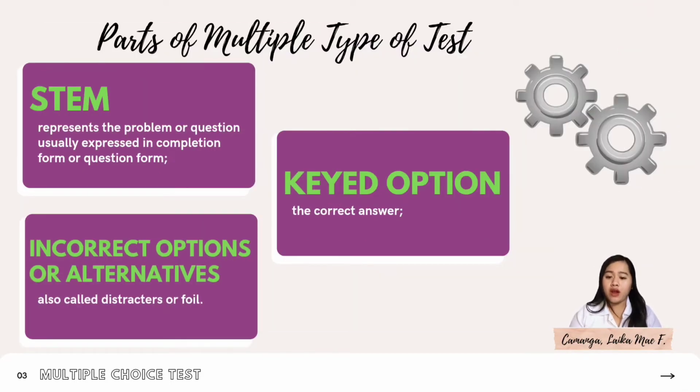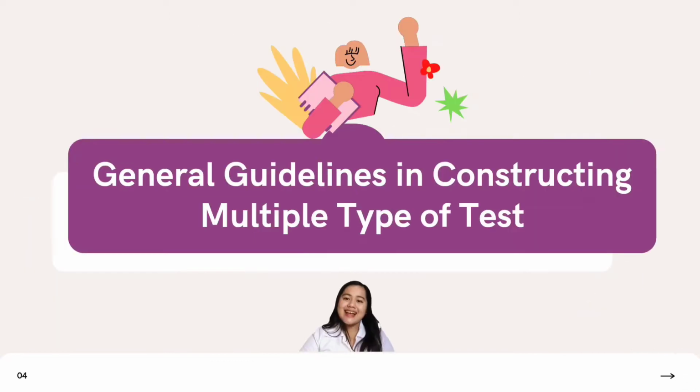So there are three parts of the multiple choice test, and these are: first, the STEM. It represents the problem or question, usually expressed in completion form or question form. The second one is the keyed option or the correct answer. And third, the incorrect options or alternatives, which is also called distractors or FOIL. Let us now go to the general guidelines in constructing multiple choice tests.